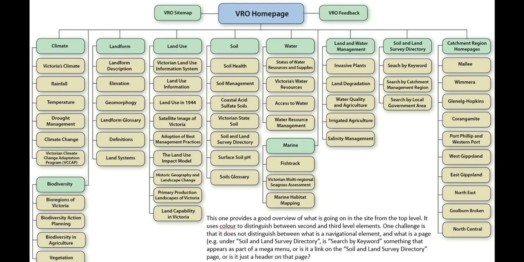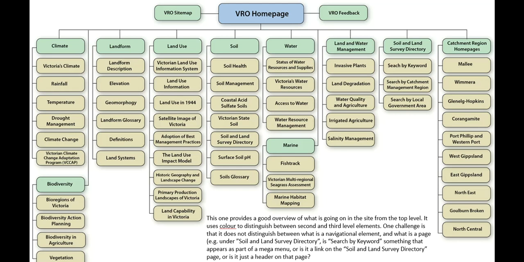So this one, as it says here, provides a good overview of what's going on in the site from the top level. It uses color to distinguish between the second and third level elements, and that's a good thing in this particular case because otherwise it might be hard to distinguish where it says biodiversity and where it says marine, how that fits into the picture. It's because there's so many different items here. The color coding gives the reader an immediate sense that, okay, this clearly belongs to the navigation item, and that's reinforced by the connection of the lines to the other items which are connected, the other green items which are connected together.